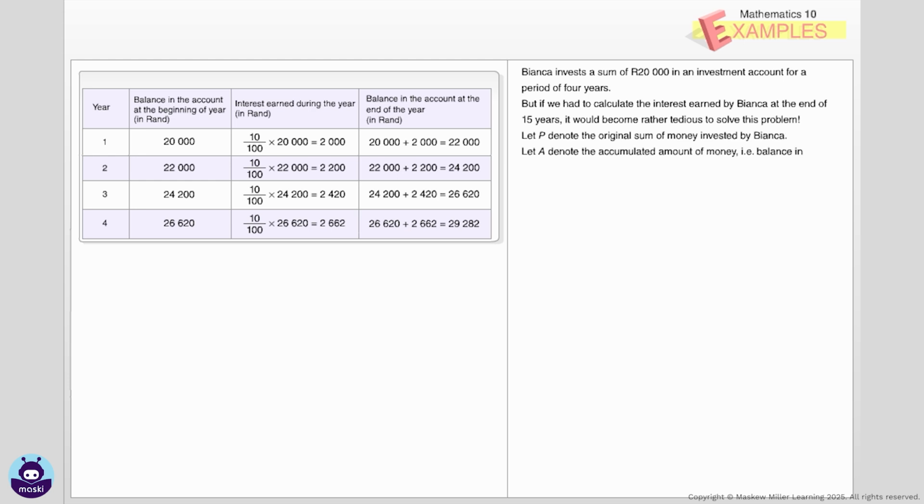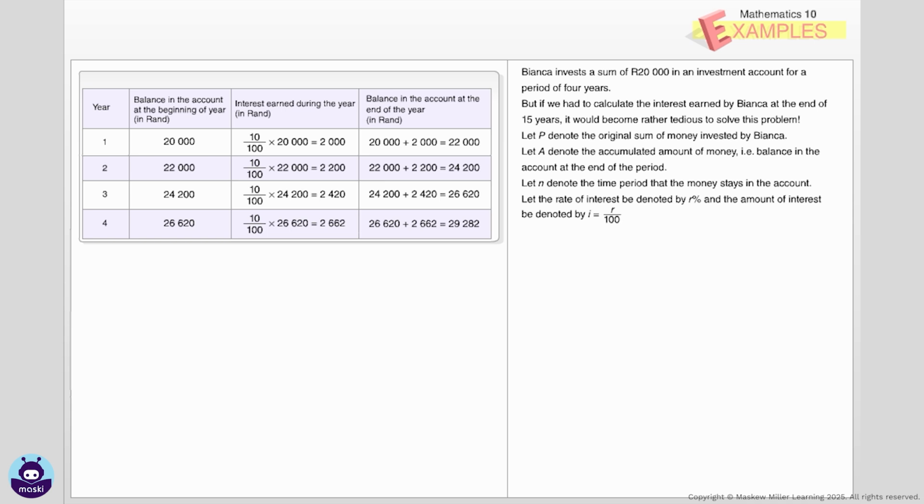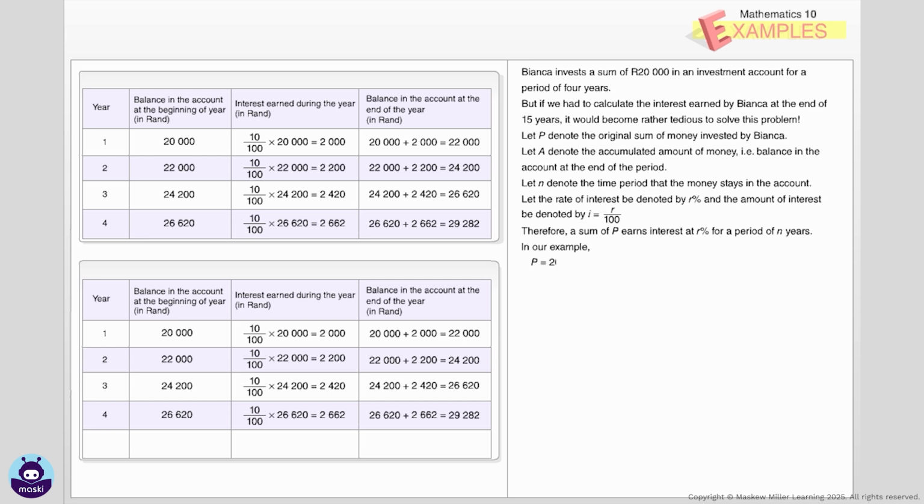Let P denote the original sum of money invested by Bianca. Let A denote the accumulated amount of money, that is, balance in the account at the end of the period. Let N denote the time period that the money stays in the account. Let the rate of interest be denoted by R% and the amount of interest be denoted by I. Therefore, a sum of P earns interest at R% for a period of N years.